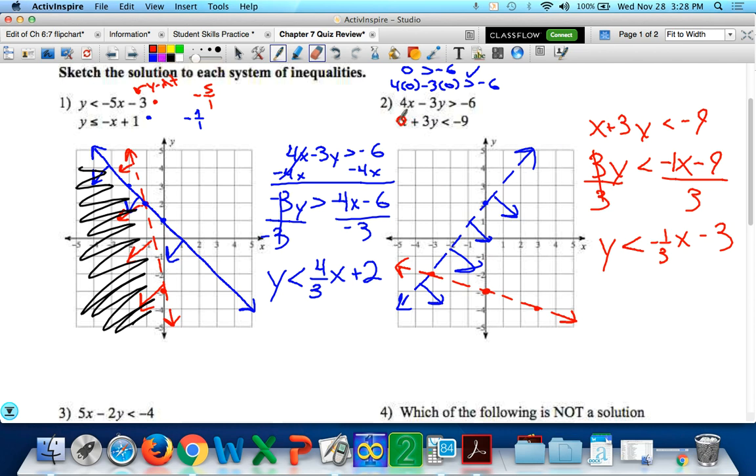Right here, we plug a 0 in, we get a 0. Plug a 0 in here. 3 times 0 is just 0. 0 is less than negative 9. Okay? 0 is not less than negative 9. That was false that time, which means for the red equation line, we're going to shade everything below it as well, because we don't want to shade 0, 0 here. Because 0, 0 failed, so instead of shading towards it, we shade away from it.